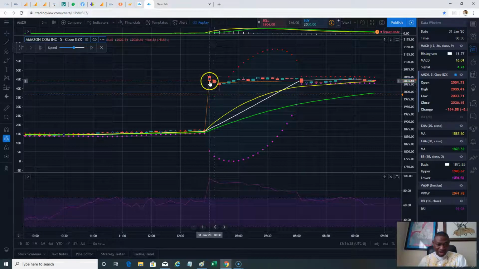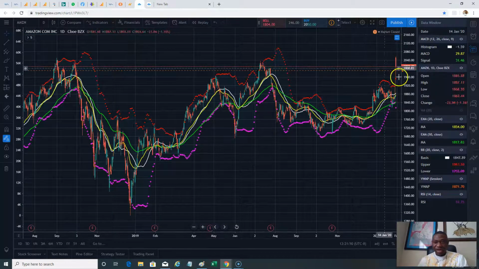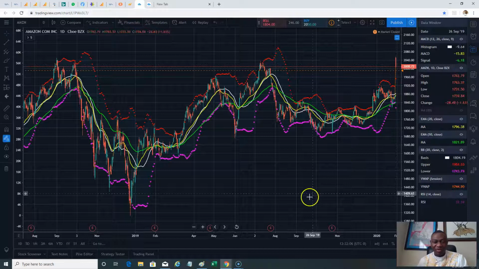But here are some elements for people who could have shorted it from the open, right? It's outside of the Bollinger Band on the daily. On the daily, look at it, the upper Bollinger Band is at 1952. So it's trading at the 2055 open, way outside of the Bollinger Band.